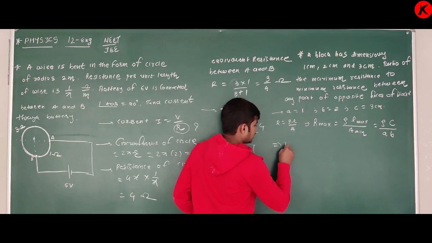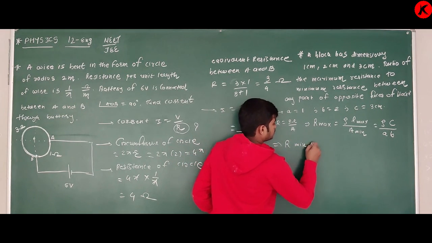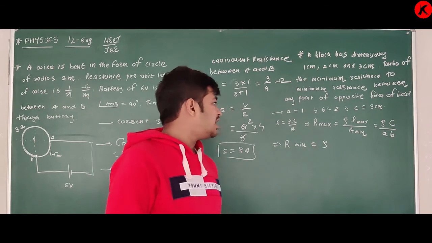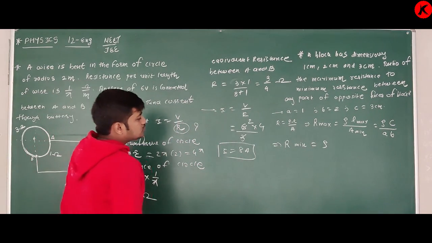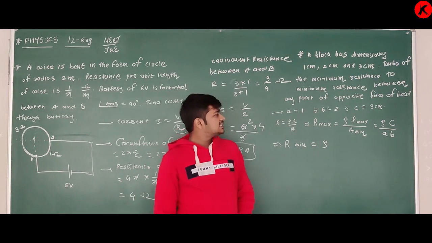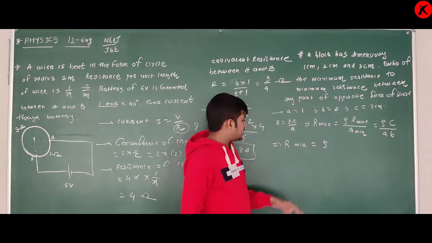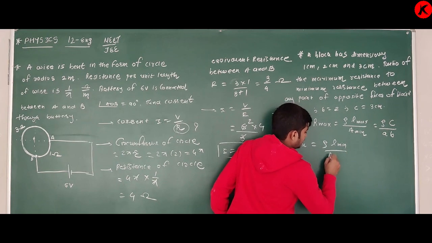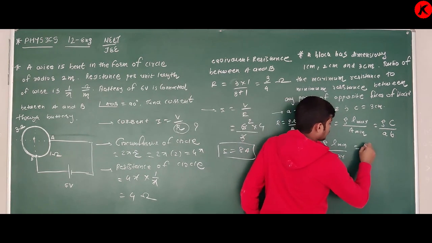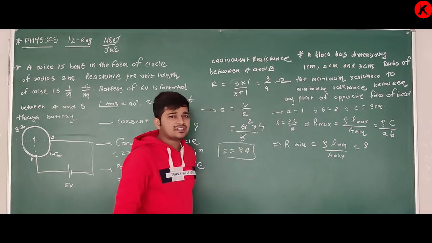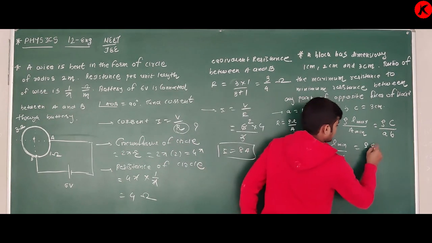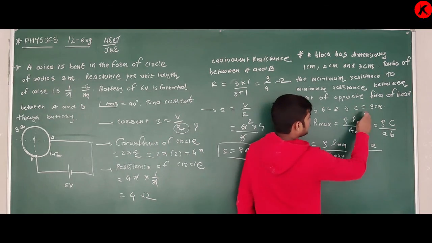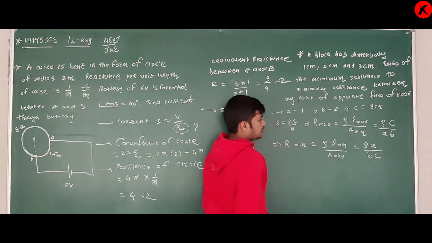For R minimum, the material is the same, so resistivity remains the same. So R minimum, what is its equation? It is L minimum upon A maximum. So it is equal to rho, where length is minimum, it is obviously A. And which area is maximum? Obviously it is BC. And here it is BC.